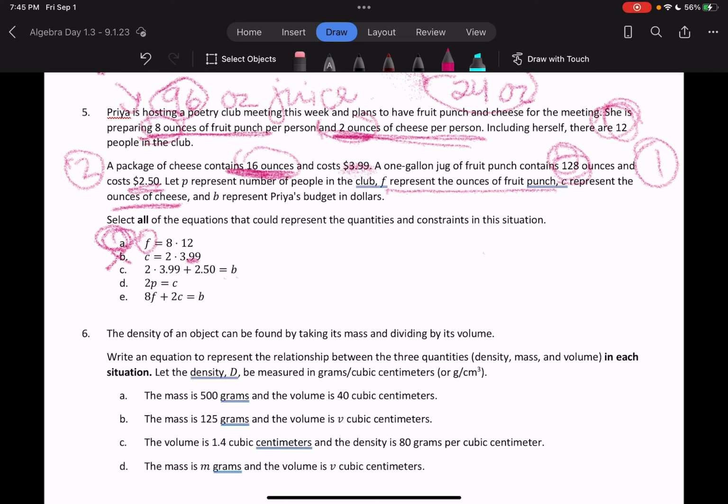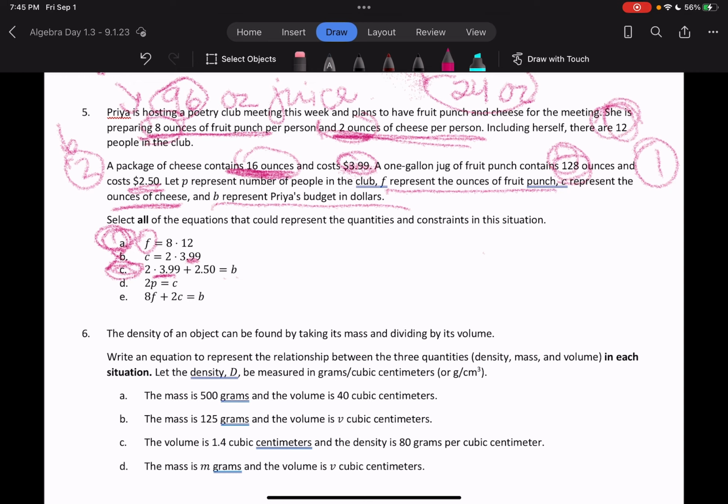Letter C says 2 times $3.99. So $3.99 is how much each packet of cheese costs. We did determine up here that we need 2. So 2 times $3.99 would give us how much we'd pay for the cheese, right? Plus $2.50, we only needed 1 jug of fruit punch. So 2 times $3.99 plus the fruit punch equals B. B represents budget. That one does in fact work.